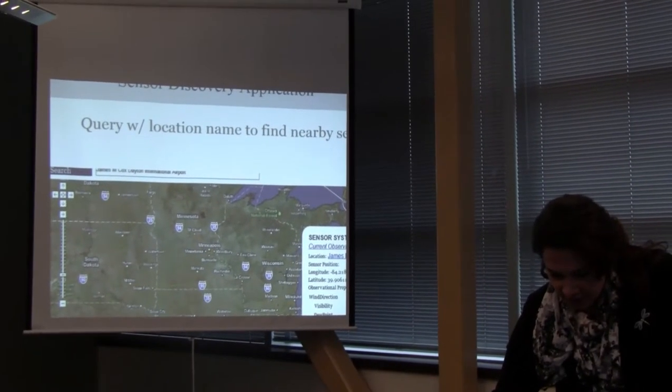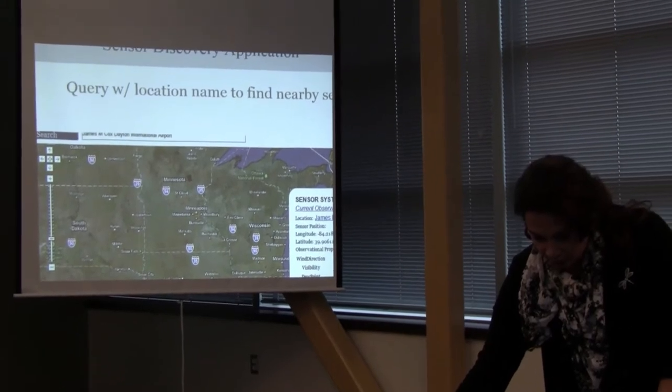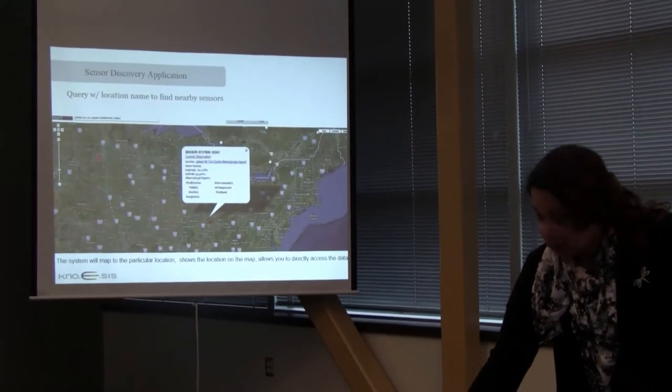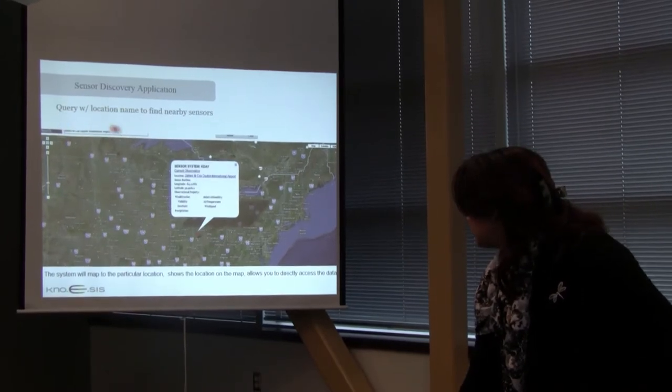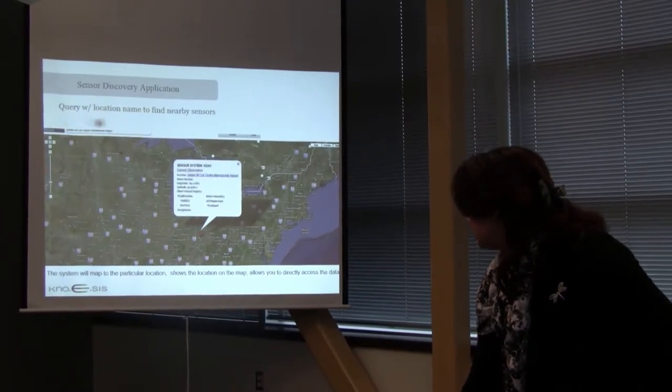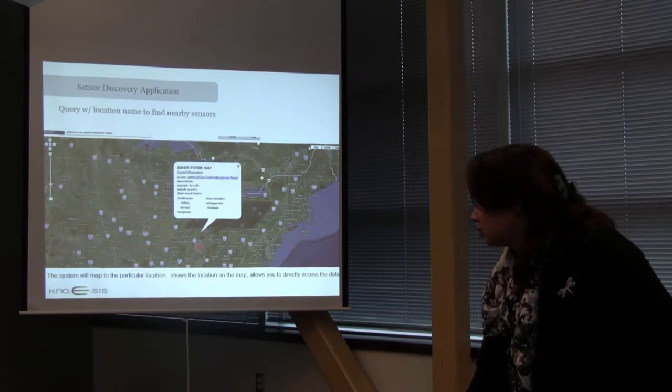If you can read it, James M. Dayton Airport, International Airport. So, go back. Here, as soon as you type this information, it's a name, so the system will map it to the particular area.